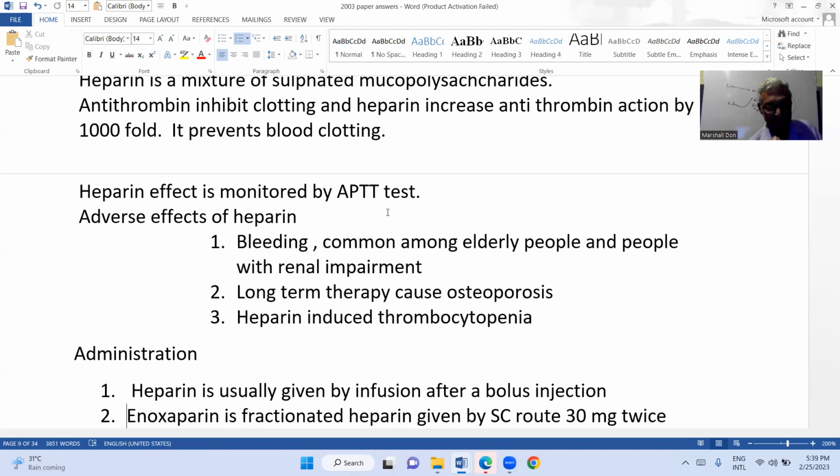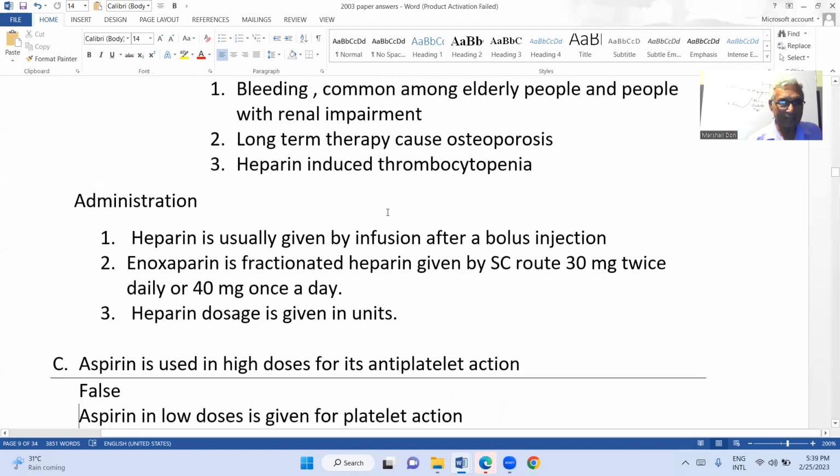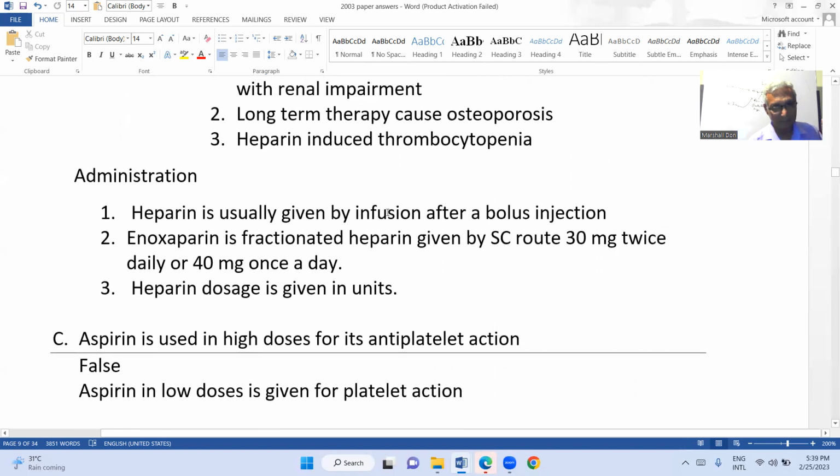So first thing, the problem is bleeding. The second one is, if they take it for a long time, it can cause osteoporosis, and then thrombocytopenia. Thrombocytopenia is reduction of platelet count. Platelet count decreases. Administration, heparin is always given as infusion or injection.